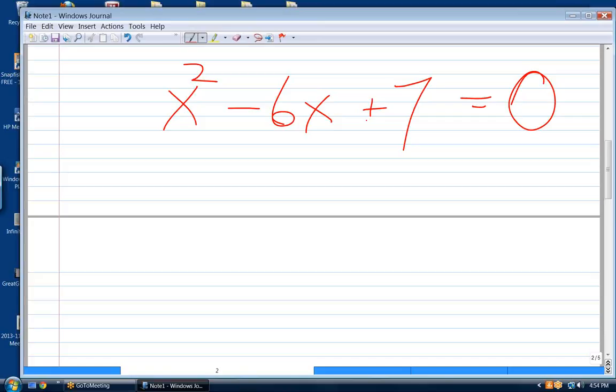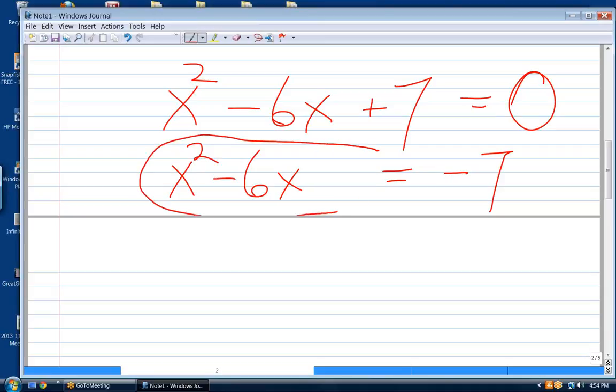I could use the quadratic formula, but the quadratic formula was actually derived by completing the square. So another way I can solve this is by completing the square. Well, if I want to complete the square, I'm going to put the number on the other side. So subtract 7. And now I'm going to complete the square on the left side of the equation.